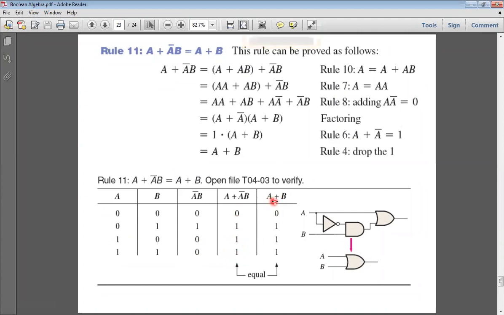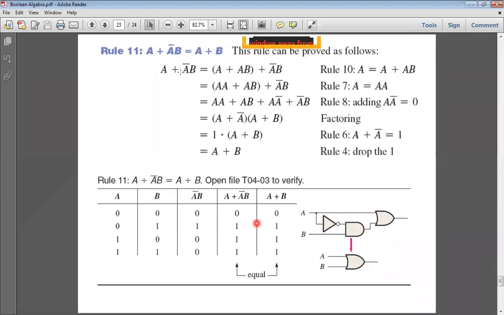Now also calculate A plus B. What is A plus B? Take the first column with the second column, which is B. 0 plus 0 is 0. 0 plus 1 is 1. 1 plus 0 is 1. 1 plus 1 is 1.